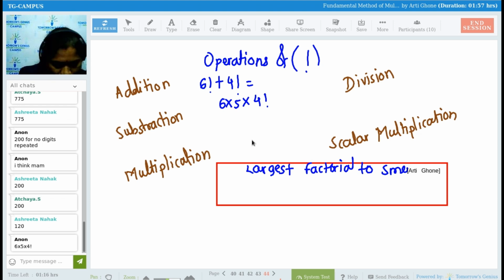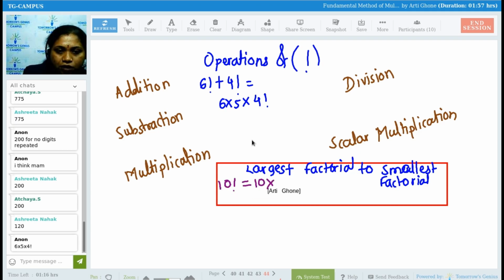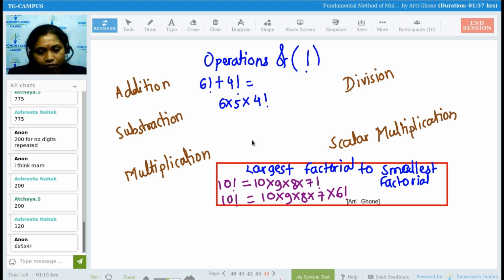How is it? We'll show it with a simple example. I want to resolve 10 factorial up to 6 factorial. What will you do? 10 into 9 into 8 into, first I'll resolve up to 7 factorial. It will be 7 factorial. If I want to resolve up to 6 factorial, 7 into 6 factorial. Clear? So any n factorial can be resolved in n minus one factorials. Okay? Clear? So whatever is comfortable for that particular question, you have to do that.